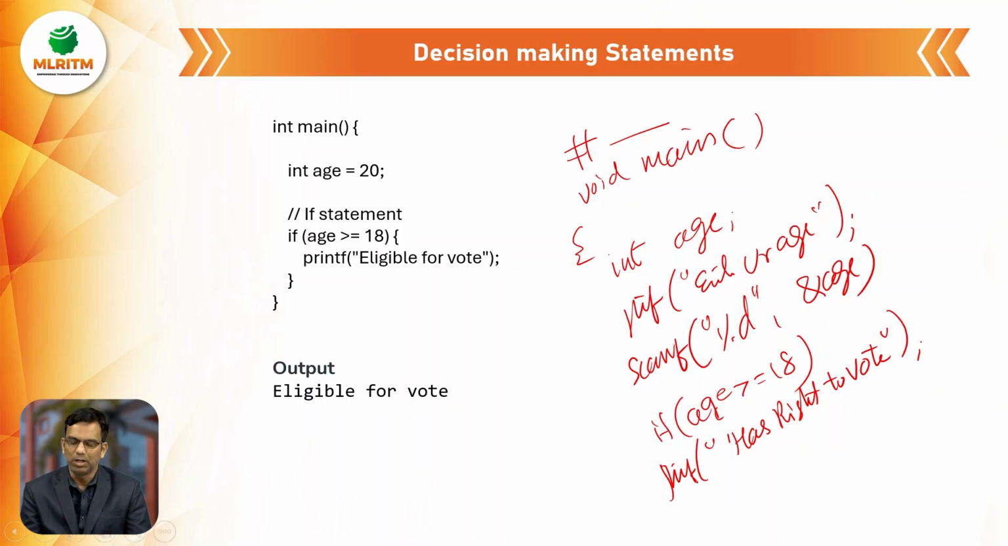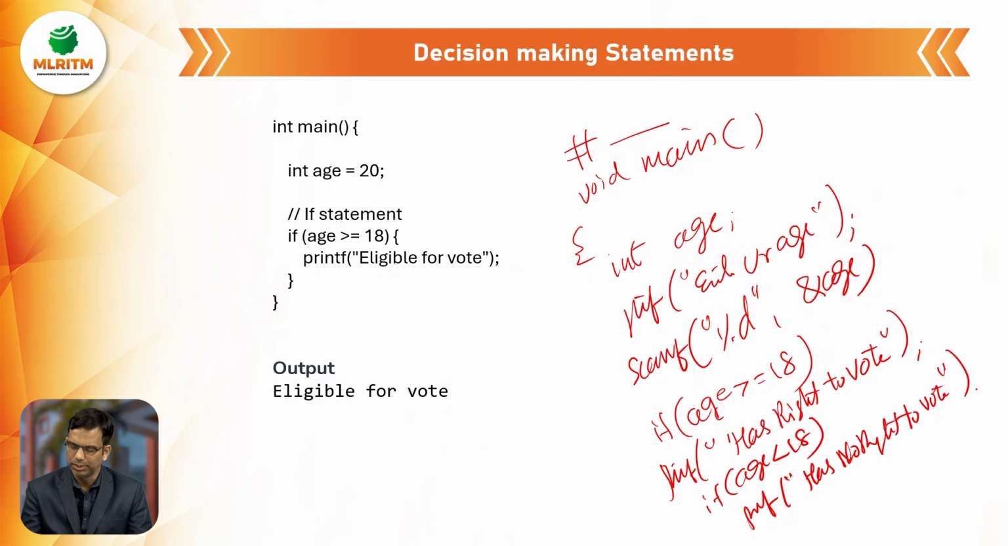For example, if you want one more condition, then here I am writing: if age less than 18, printf "has no right to vote", ending with a semicolon. So one condition and one statement is what we can declare in simple if.